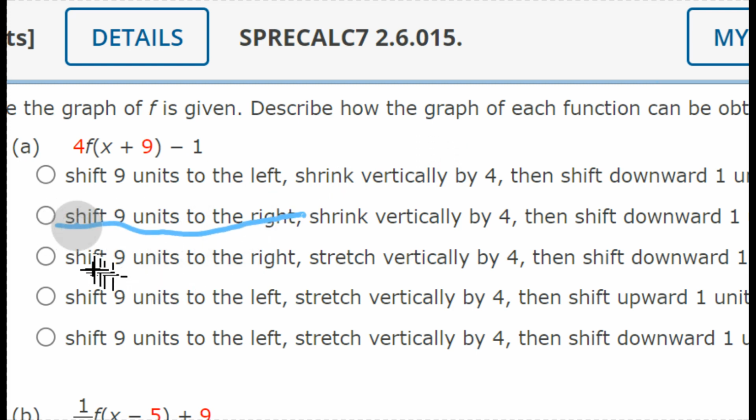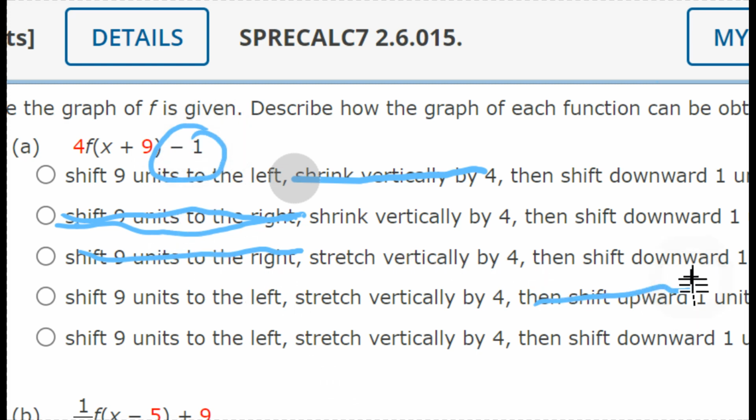Okay, so it's not this one and not this one. It stretches it out to be 4 times, it's a 4 times vertical stretch. Okay, so it's not going to shrink, and then it's got to shift down by 1 unit, right? So this is our answer.